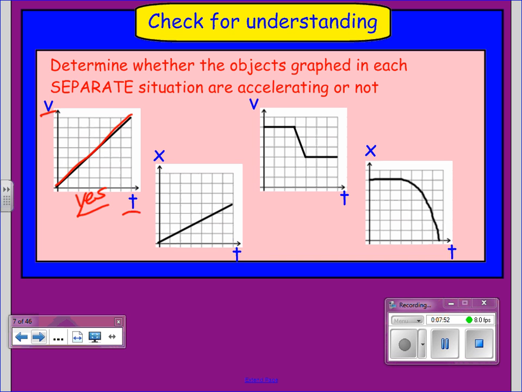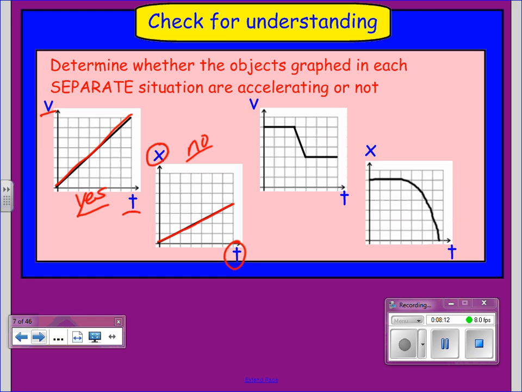The second one is also a linear line, but notice it's position versus time. If a position versus time graph has a linear line, that would suggest that it has a constant velocity. And if velocity is constant, it is not accelerating. Therefore, the second situation is not accelerating.